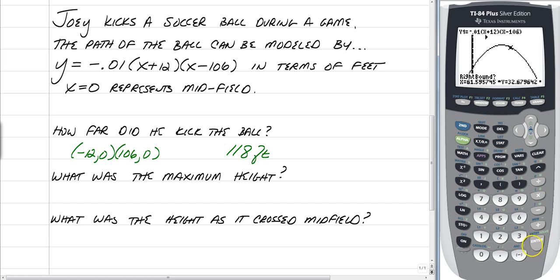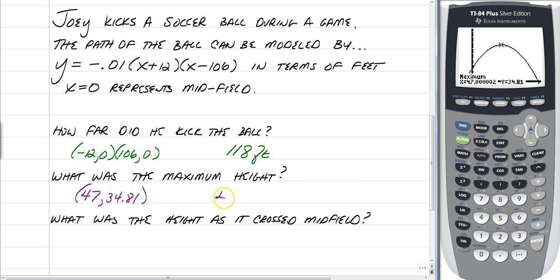And once you know that you're on the right side of the vertex, you click enter again. And then guess means you just go stand at the top. Click enter one more time. And you have a maximum at 47, 34.81. So we have 47, 34.81. Now the height is y, so the maximum height is 34.81 feet.